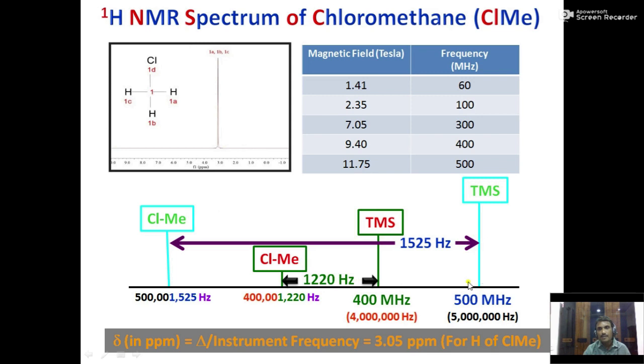You can see that for 400 megahertz, the position of the proton signal is different, and for the 500 megahertz instrument, the position of the proton signal is different. But whenever we use the chemical shift scale, we get the same value, that is 3.05 ppm. You just divide 1220 by 400 megahertz, and 1525 by 500, and you will get this value only, 3.05 ppm. So it is better to use the chemical shift scale. We are not going for the magnetic field strength scale.